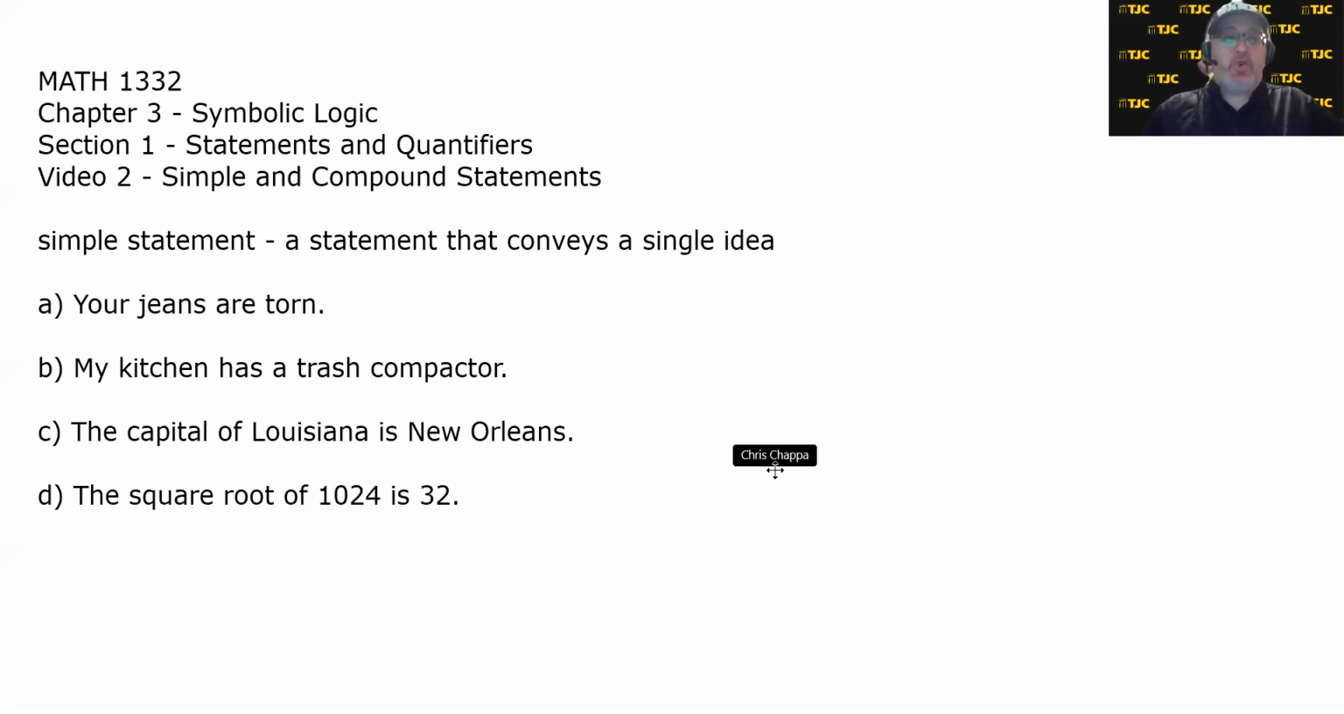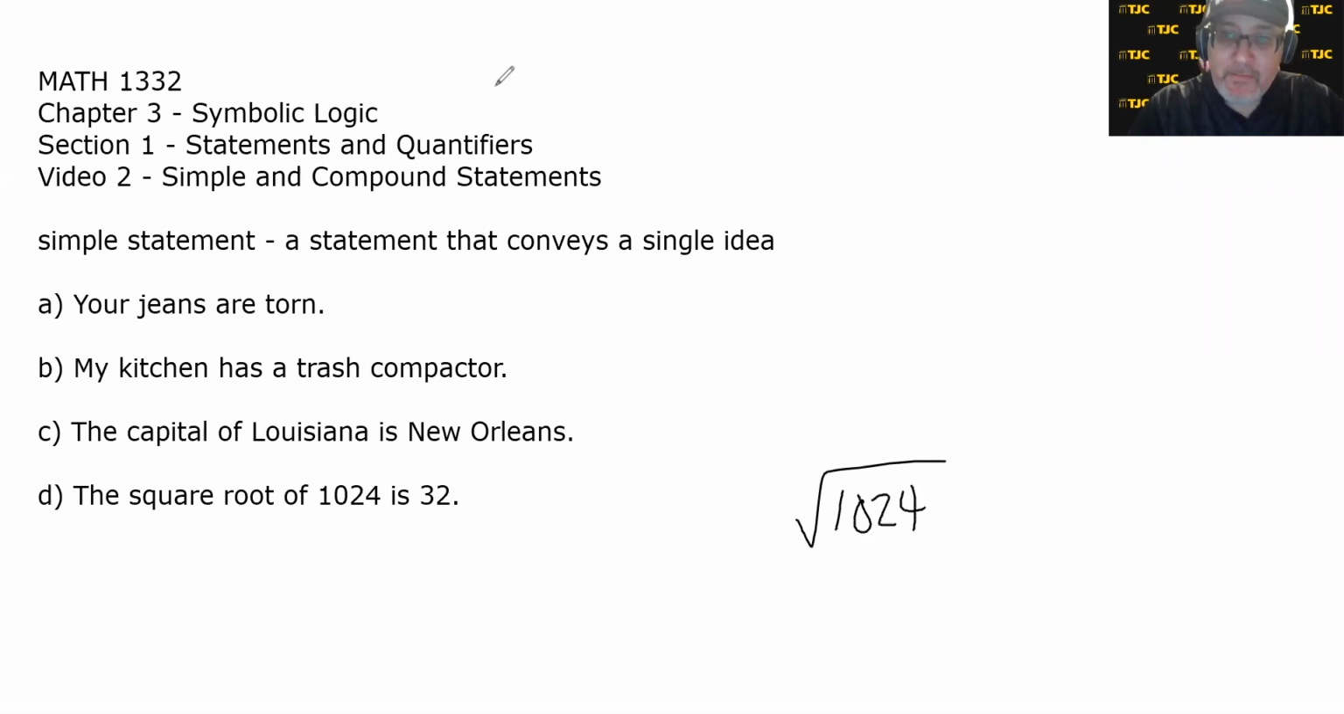D, the square root of 1024 is 32. Now, granted, I could have drawn this using symbols like this. Most equations in math are just statements because the equal sign almost translates to is. It's got a subject, verb, and all that stuff that statements have. But that is an example of a simple statement because it conveys a single idea.